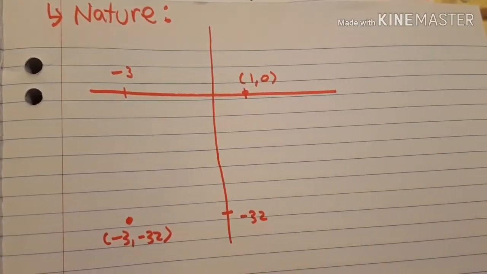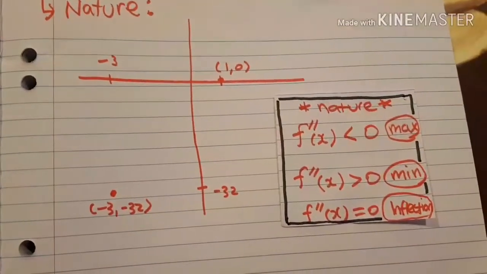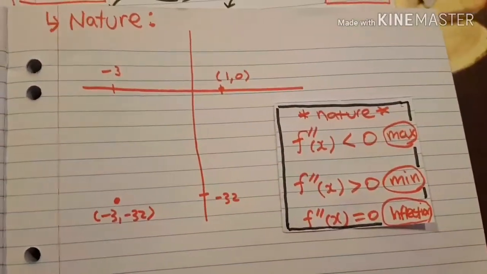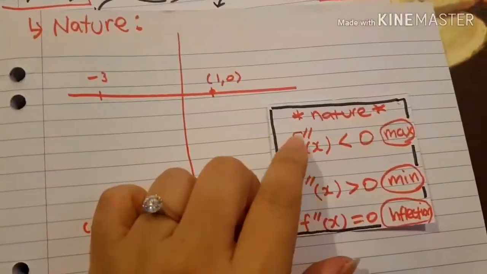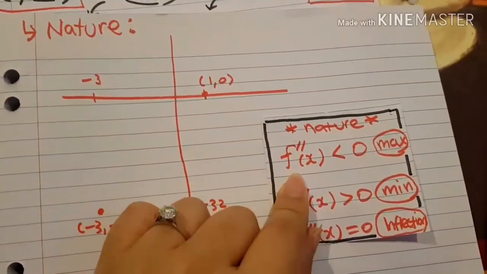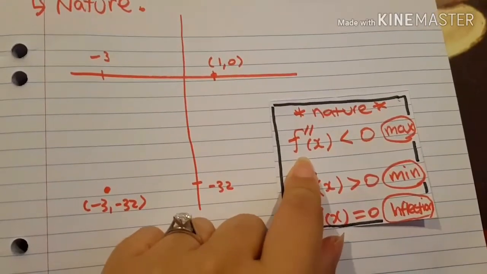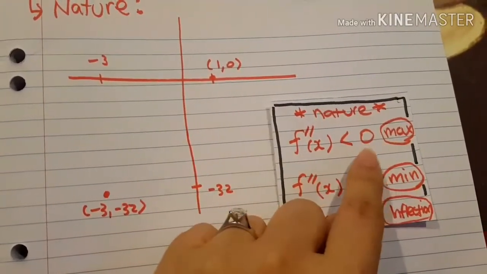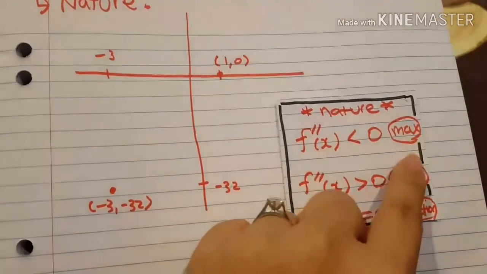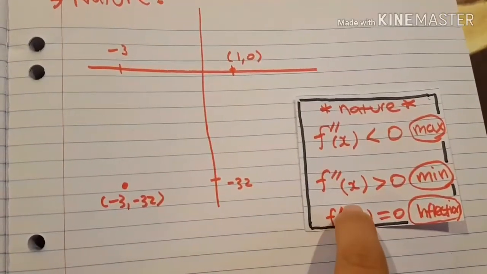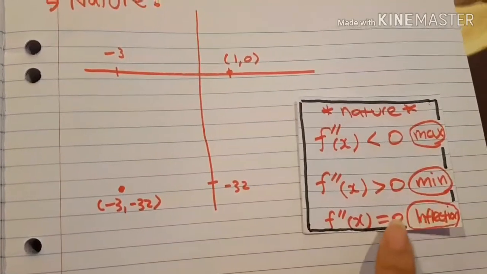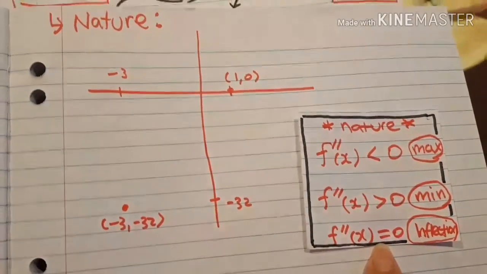So therefore, let's figure it out. This is a very important rule to figure out the nature. I have f double dash, that means second derivative. If my second derivative is negative, then I know that point is a maximum. If the second derivative is positive, I know it's a minimum. If it's equal to 0, that's a point of inflection.